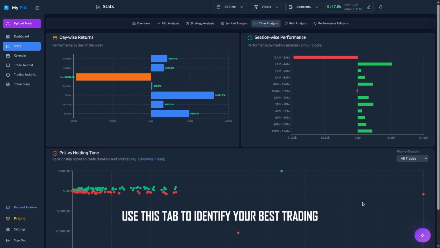Use this tab to identify your best trading days, your most profitable hours, and whether holding longer helps or hurts your performance. Time-based patterns can transform your trading edge.